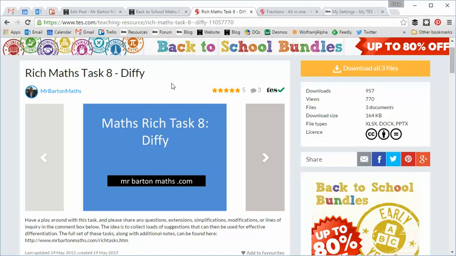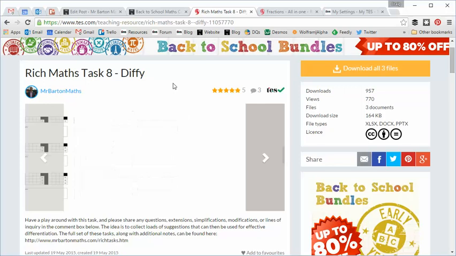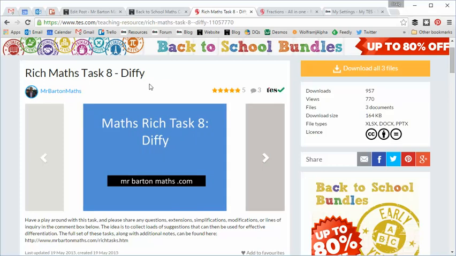And that's because this activity has been the one that we've used with our brand new Year 7 students for their first experience of secondary school mathematics for the last few years. And I've adapted it and uploaded it to share it with TES because I'm absolutely obsessed with this resource. It's called Diffy, and it's part of my Rich Task series.